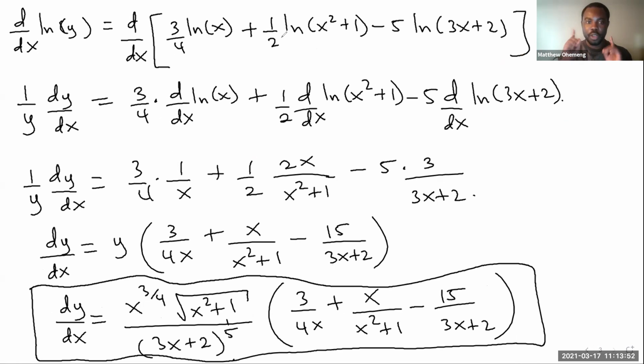And after you are done with everything, solve for dy over dx. But please don't forget that y has an explicit solution. So you have to plug it back in. You can't leave it in terms of y there. So y is way back there, put it back in there, and then you have the derivative.